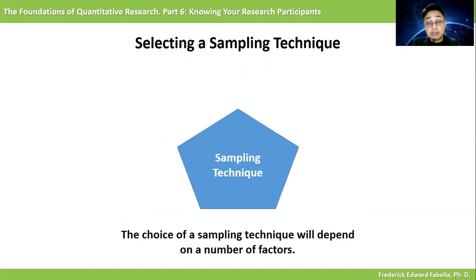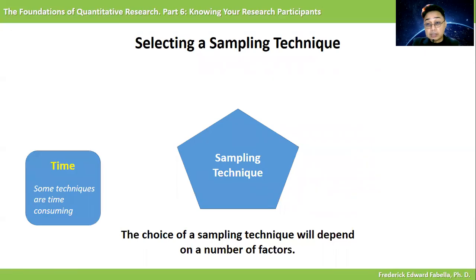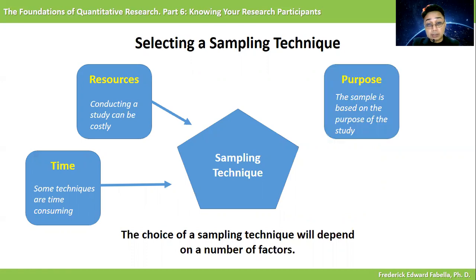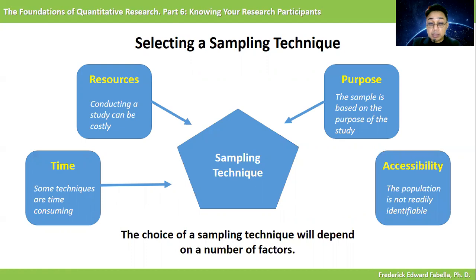There are a number of factors that you need to consider before you choose a sampling technique. The first factor is time. Some techniques are time consuming. Another factor that you might want to consider is your resources. Conducting a study can be costly. Another factor is purpose. The sample is based on the purpose of the study. And lastly, accessibility. The population is not readily identifiable. These are the factors you need to consider before choosing a sampling technique.